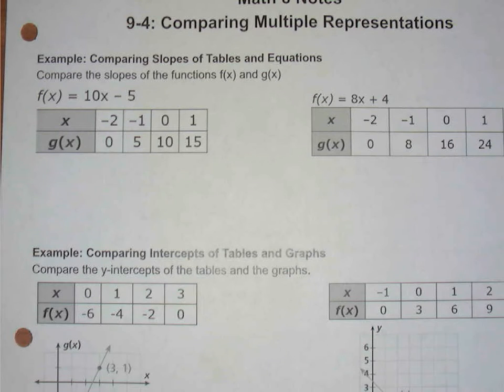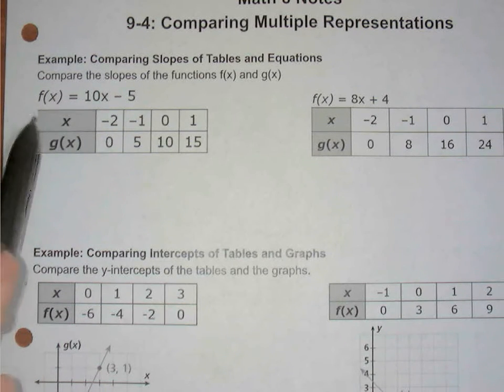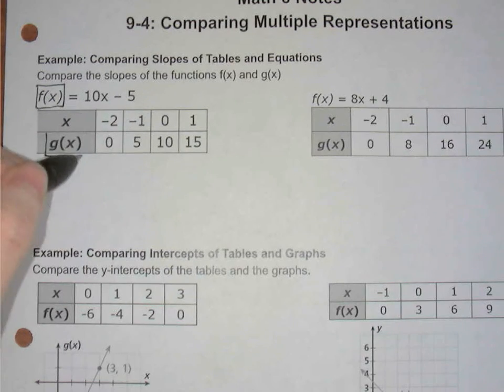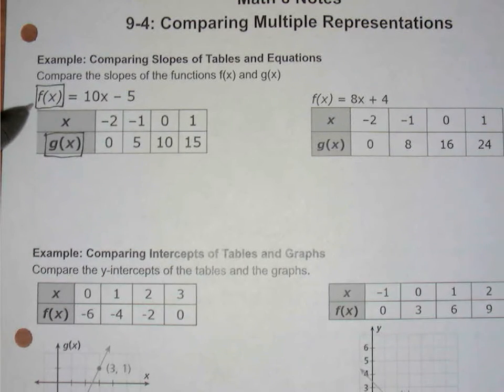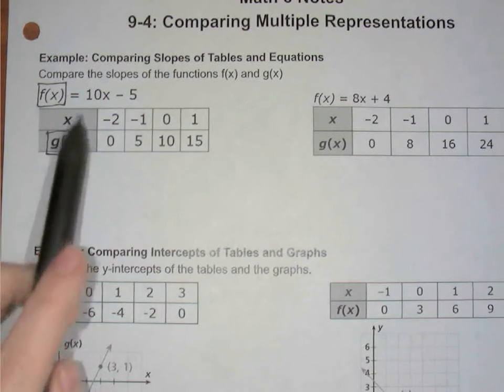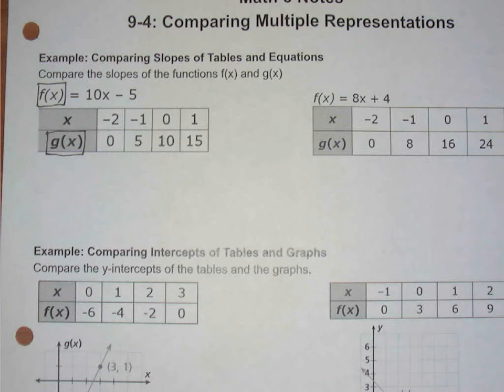We're looking at two different functions represented different ways, and we're going to be able to compare the slope and the y-intercept of them. Let's take a look at this first example. Here we've got two different functions. We've got f of x, that's the name of this function, and then g of x is the name of this function. F of x is an equation, g of x is a table. So these two functions represent different sets of data, different functions there. So this is not the table that goes along with this equation. They're two completely different things.